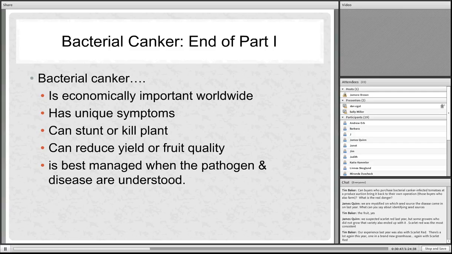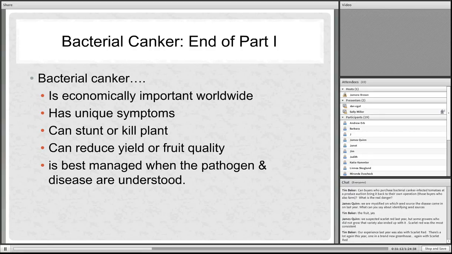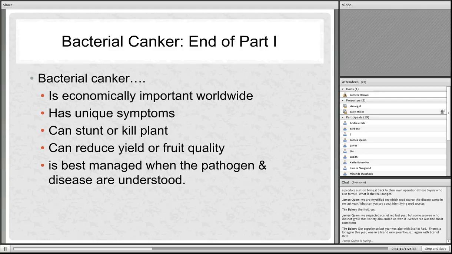Okay, there's some talk about a particular variety, and it would be tough to say when something comes in on a variety, unless you can get that seed source. It's pretty hard to say whether it came from a particular variety or not. It's been my experience that the seed companies will absolutely deny that they have bacterial canker in their seed lot. So it's an uphill battle to try to get them to admit that, especially if they tested and they found nothing.